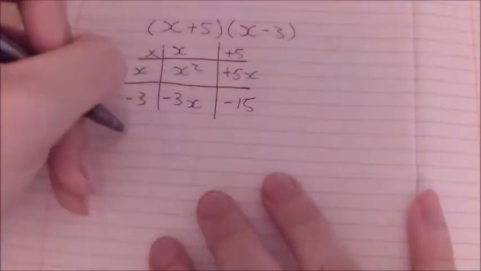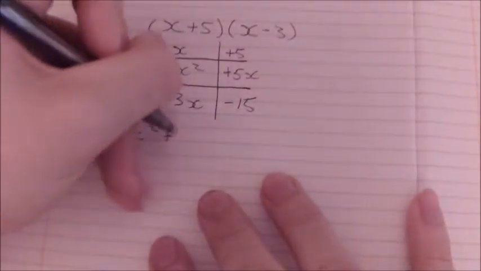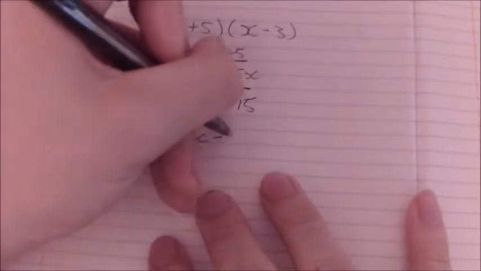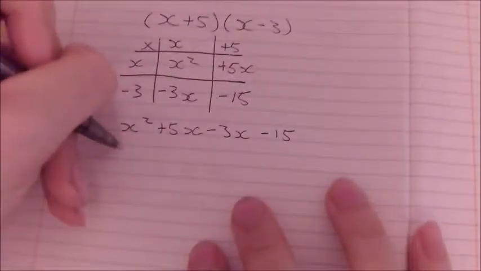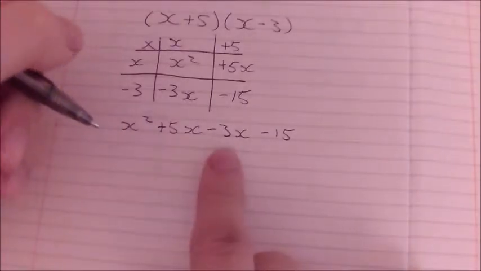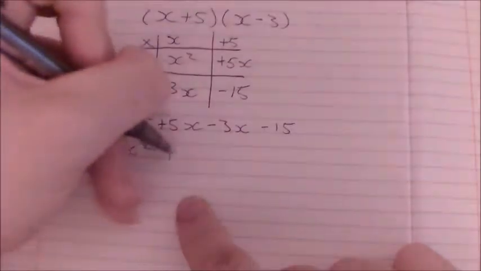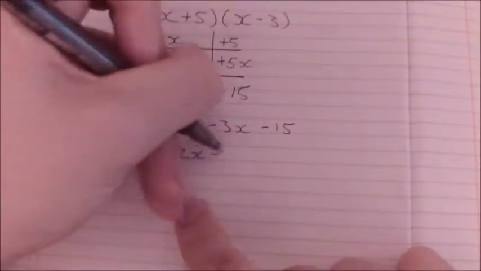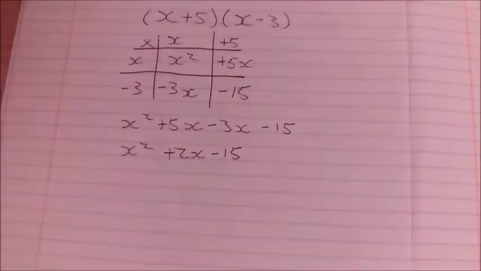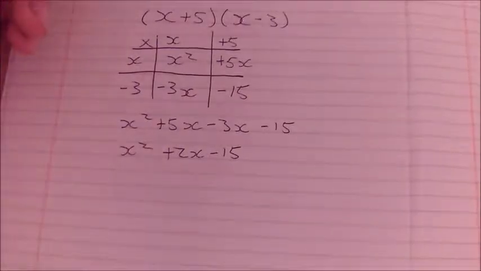If we write that out, we've got x squared plus 5x minus 3x minus 15. The 5x and the minus 3x come together to make 2x. So it's x squared plus 2x minus 15. And that's fully expanded and simplified as far as possible.